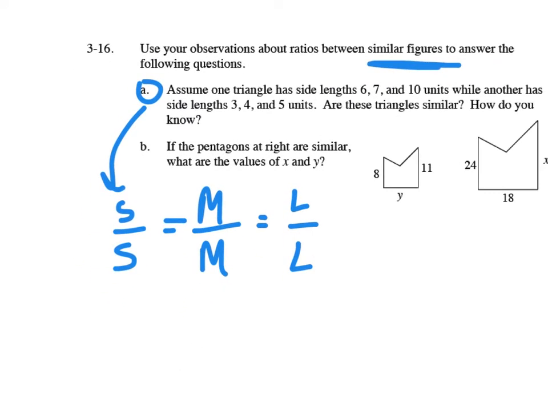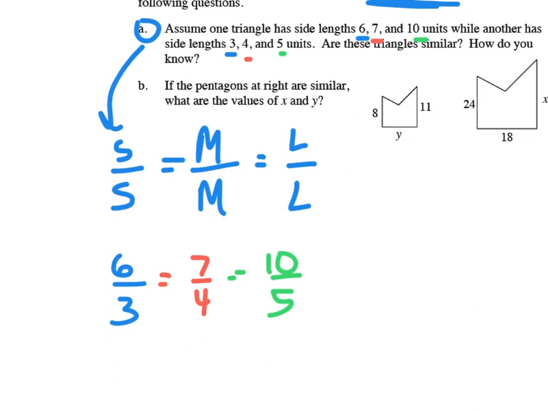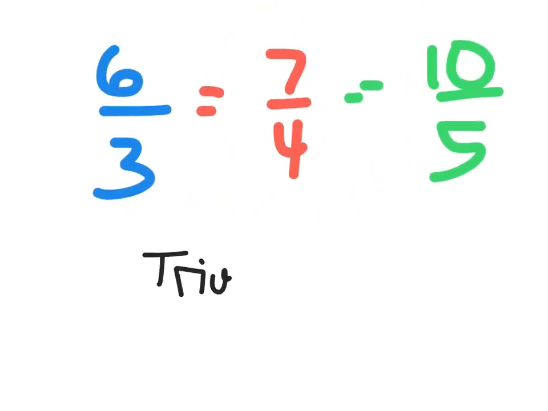If I were to throw in what I know, I have side length 6, and I'm going to divide that by the corresponding side of 3. That ratio needs to be the same as taking 7 divided by 4. And I want to know, is that the exact same thing as taking 10 divided by 5? Well, in this case, I know that 6 divided by 3 is 2 and 10 divided by 5 is 2, but 7 divided by 4 is not 2, and therefore the ratio of all of the side lengths is not constant. So I'd say that these triangles are not similar.